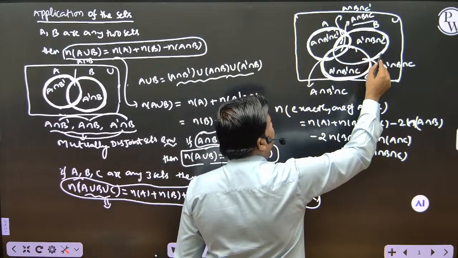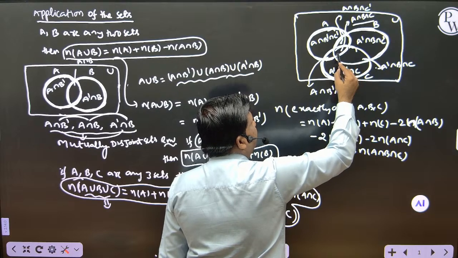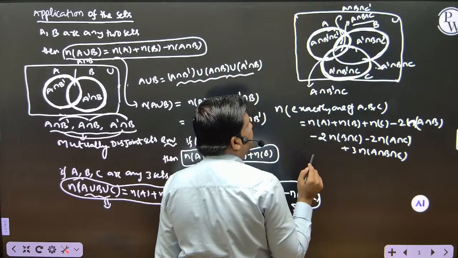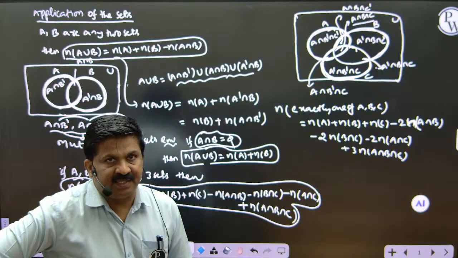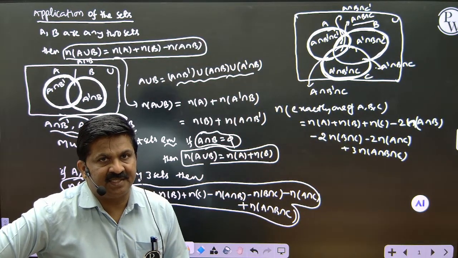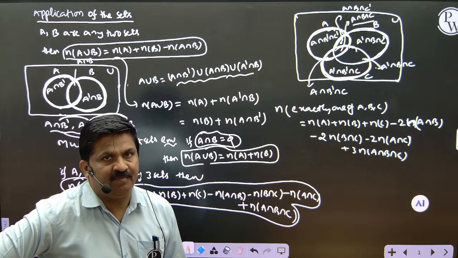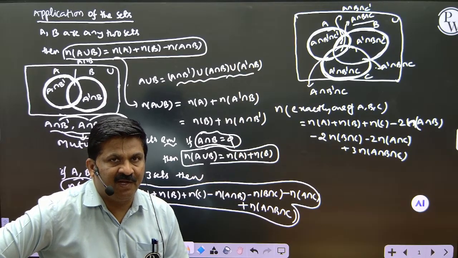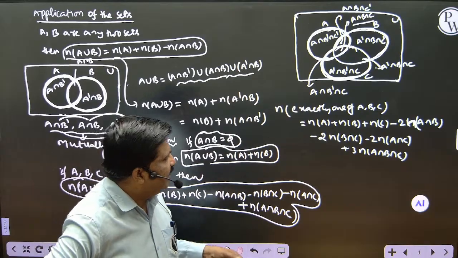Similarly for this one also. From n of b you delete a intersection b and b intersection c, but later add a intersection b intersection c. Why are we adding? While deleting a intersection b and b intersection c, a intersection b intersection c is also included. But actually we have to delete it only one time, and here we deleted it 2 times. That's why I added it one time here.